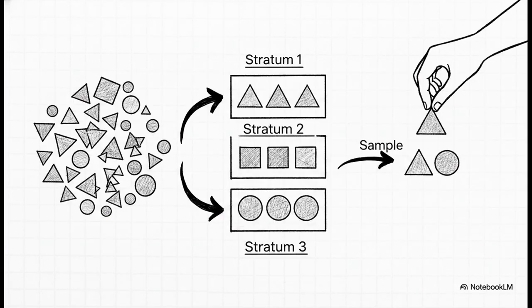Okay, but what happens when your population is messy, non-uniform, like a university filled with freshmen, sophomores, juniors, and seniors who all have vastly different opinions? For that, we use stratified sampling. We take that chaotic, non-homogeneous population and we organize it into neat, non-overlapping, homogeneous subpopulations. We call these strata. Once everyone is sorted into their specific stratum, then we randomly select individuals from each group. It's a fantastic way to guarantee that every single subgroup has a voice in the final sample.